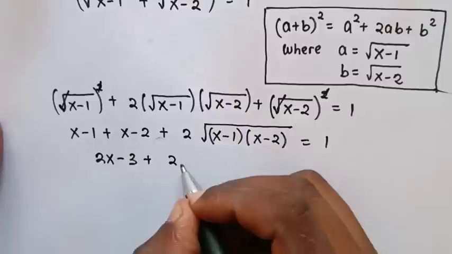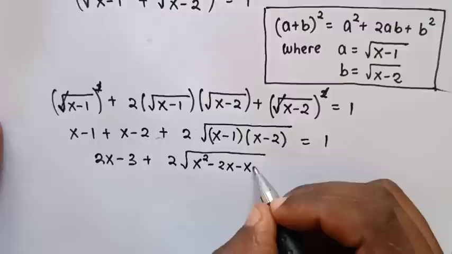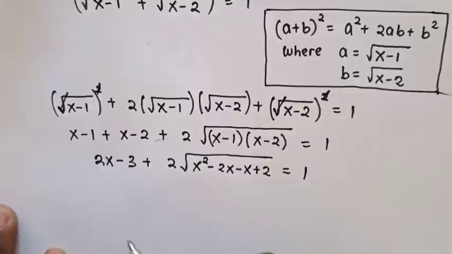Now, x times x is x square. This times this is minus 2x. This times this is minus x. This times this is plus 2. Equal to 1. Then this 2x minus 3 we take to the right side.